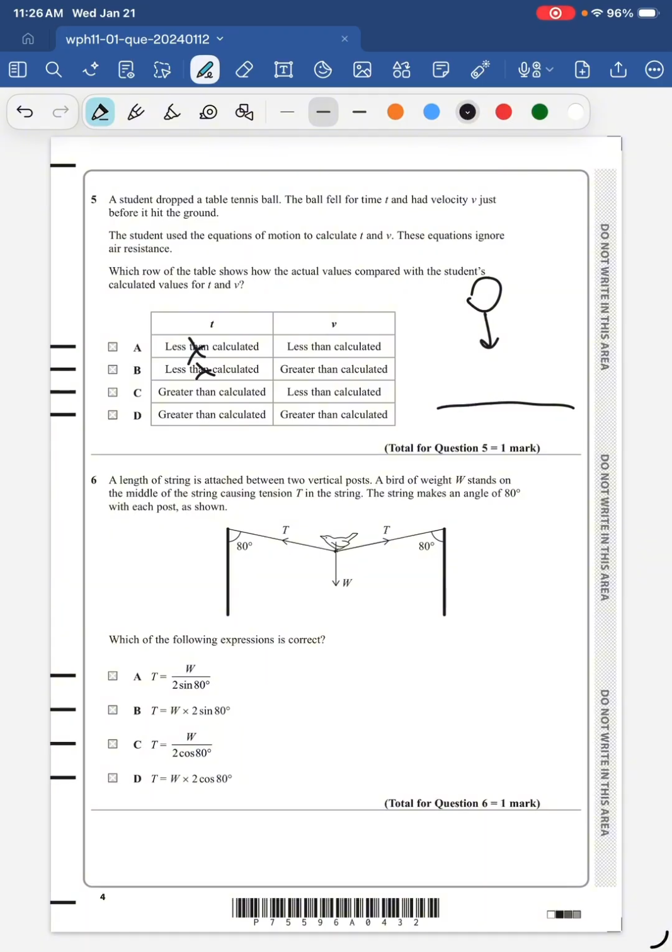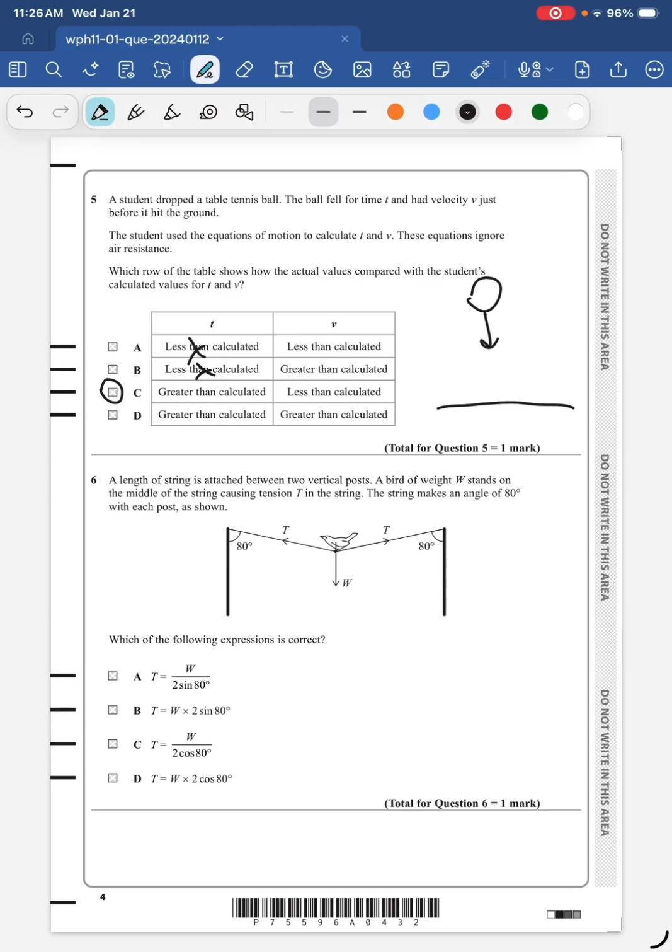So options A and B are immediately eliminated. And then the velocity is going to be less than the one calculated, right? So C is the correct answer, right? Because of the air resistance, the velocity is going to be less than what you expect from the SUVAT equations.